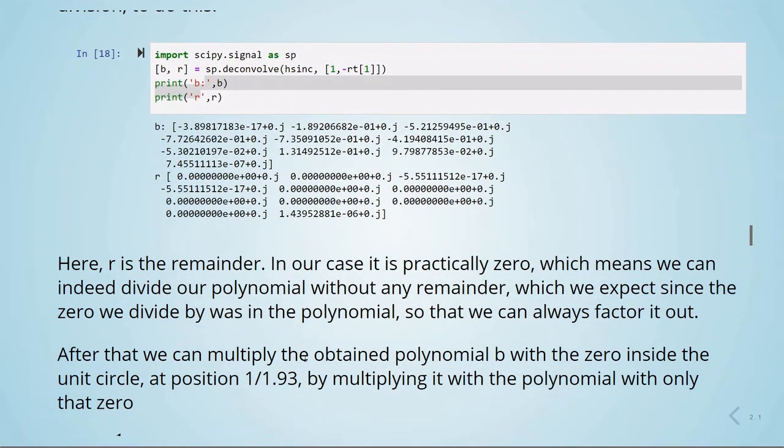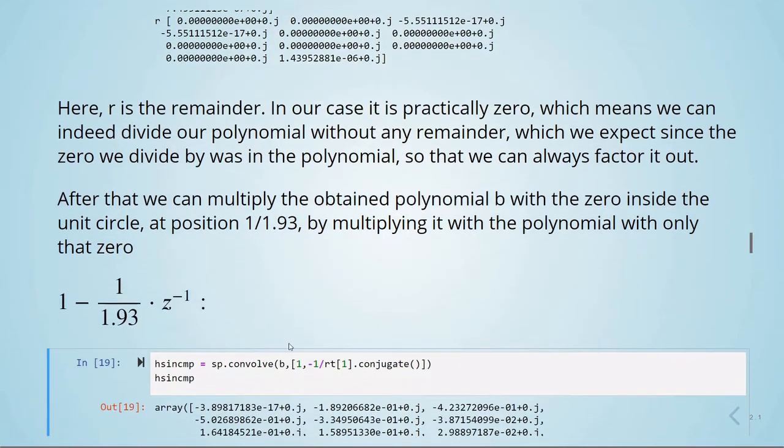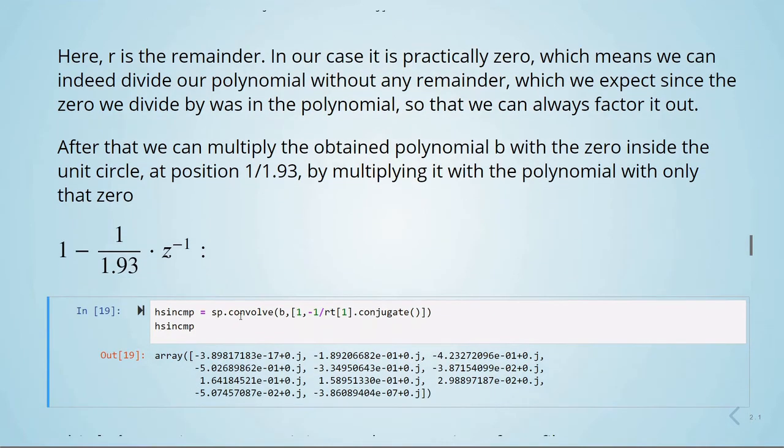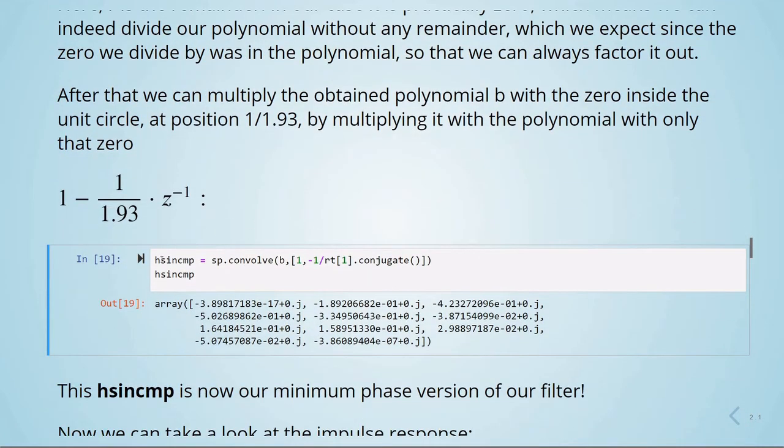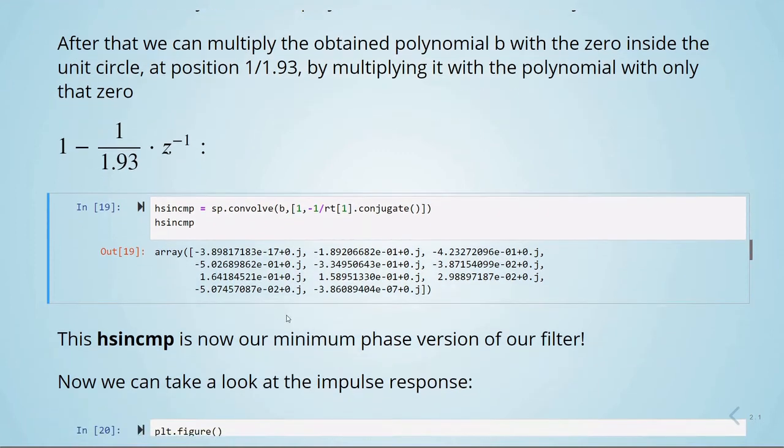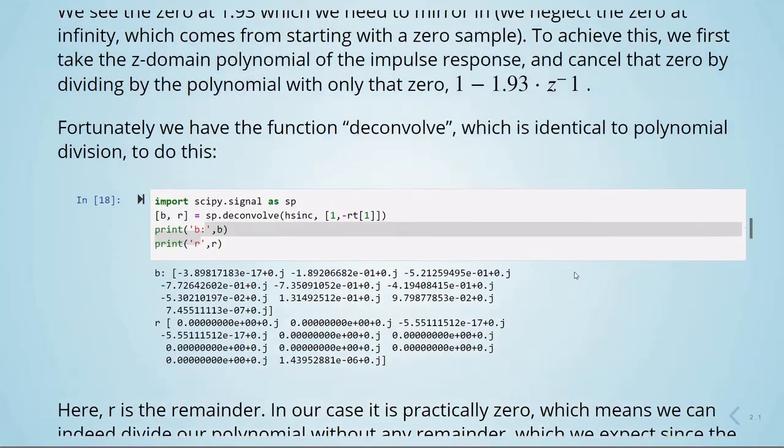After that, we can multiply the obtained polynomial b with the 0 inside the unit circle at position 1 divided by 1.93 by multiplying it with the polynomial with only that 0. So 1 minus 1 divided by 1.93 times z to the power of minus 1. So here now we are using this convolve. b comes from here. And then we have here the h_sinc_mp, which is now our minimum phase version of the filter.